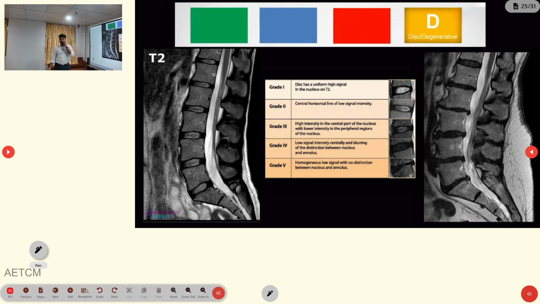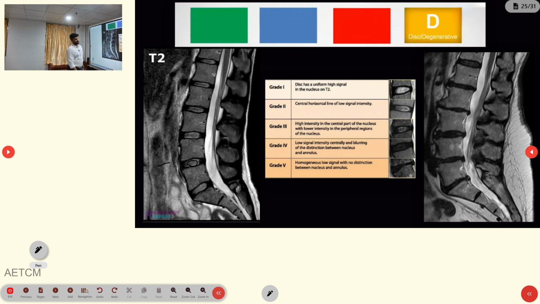Desiccation means, like whatever ma'am told, you have to assess the nucleus pulposus and annulus fibrosus part of the disc. Usually there will be a hyperintense signal, as the water content is there in the nucleus pulposus region, and towards the periphery it will be the annulus fibrosus. So it's type 2 collagen. Ideally it should be seen like this.